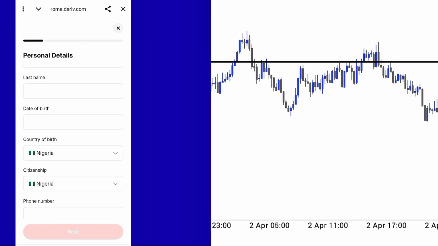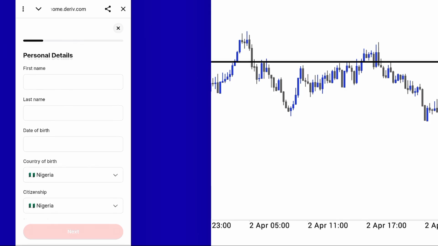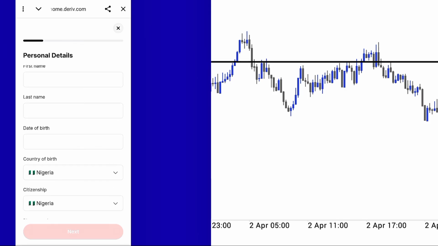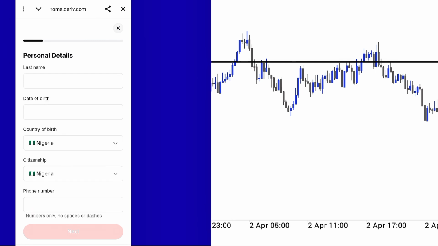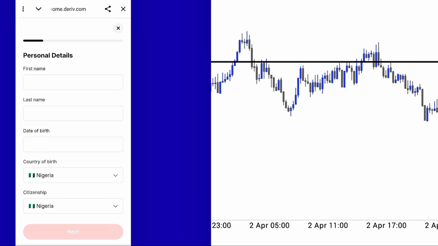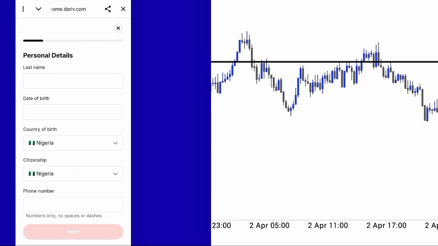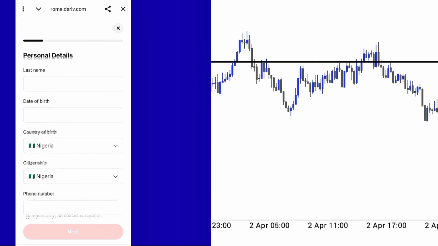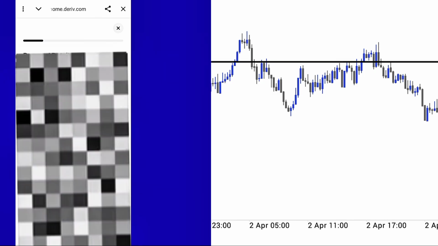When you are at the try real trading page, it will lead you to this page where you put your first name, your last name, date of birth, and the rest. At this point, I'll leave it to you to complete everything by yourself. And when you do that, you click on next and you fill out every detail that they ask you to fill. Now let's move to MetaTrader 5.